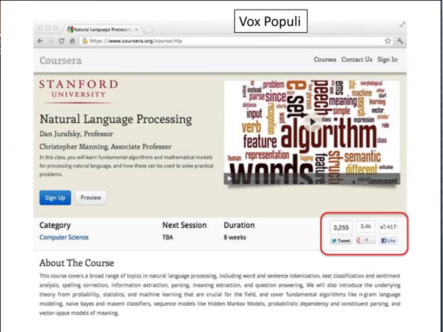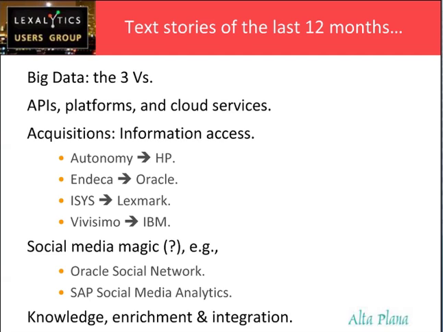So another market indicator, I wrote it as Vox Populi, which I suppose is a 2,000-year-old term or something for voice of the customer, right? So, tech stories of the last 12 months. I spent a bunch of time thinking about what I was going to tell you about in terms of where we are today with text analytics. And this is the list of 5 high-level items that I came up with that I decided I wanted to talk about. Now, I know that Sue Feldman talked about big data yesterday. Well, I have 5 items. I'm just going to spend a few minutes on each of them.